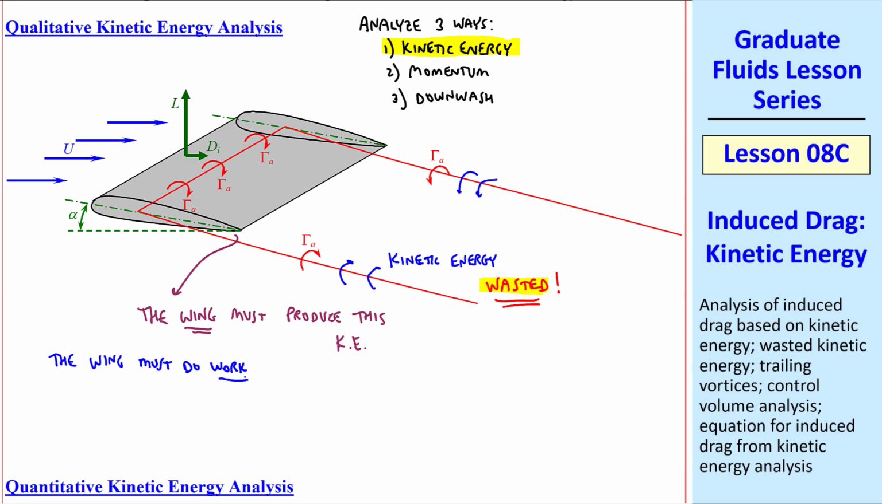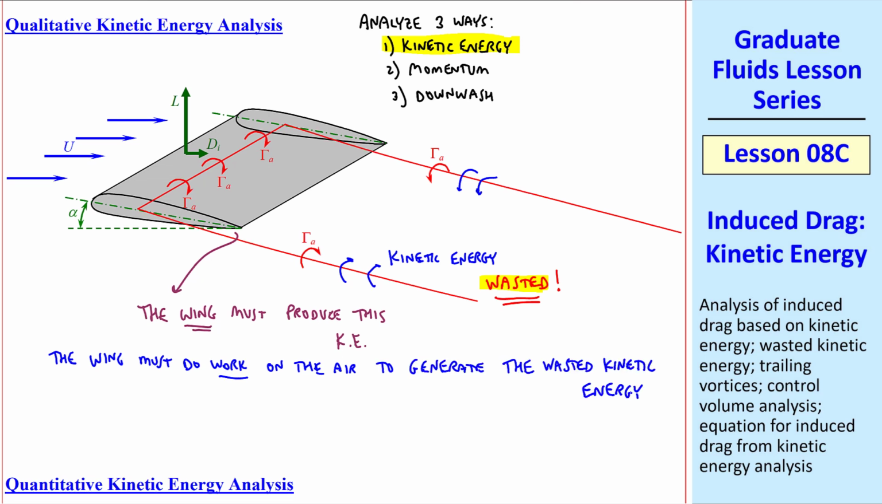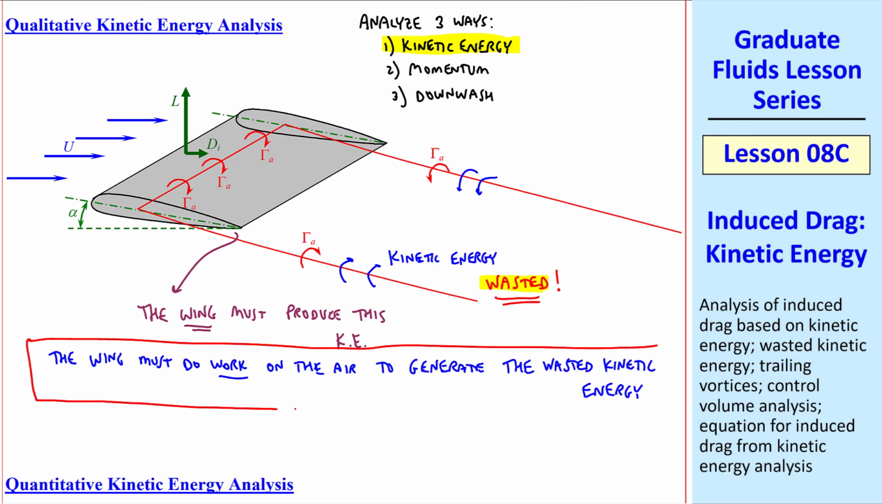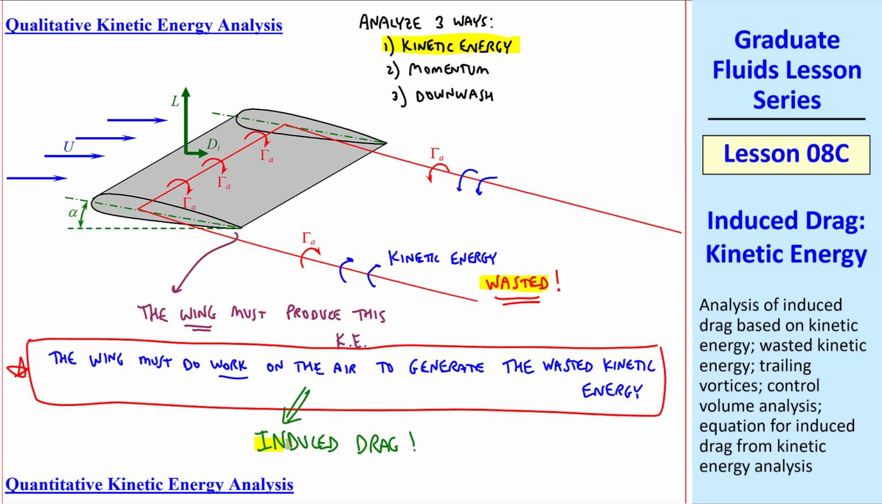In other words, the wing must do work on the air to generate the wasted kinetic energy. This is the basic concept of our kinetic energy argument. This work that the wing does is felt as an imbalance in the pressure distribution on the wing, leading to induced drag. In other words, the wing is pushing against the air, and the result is induced drag.